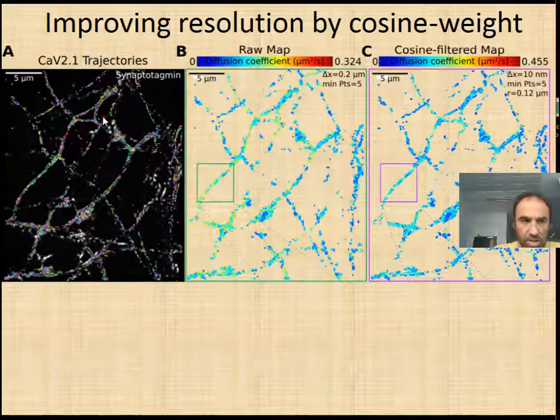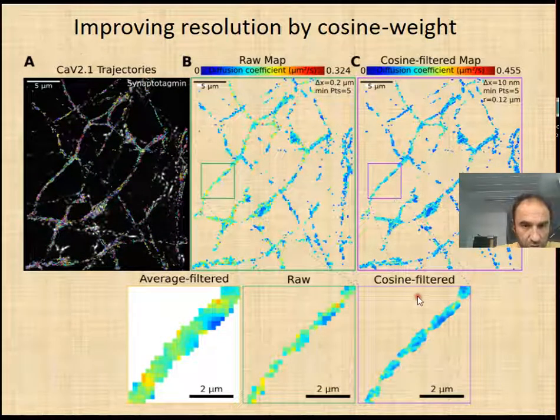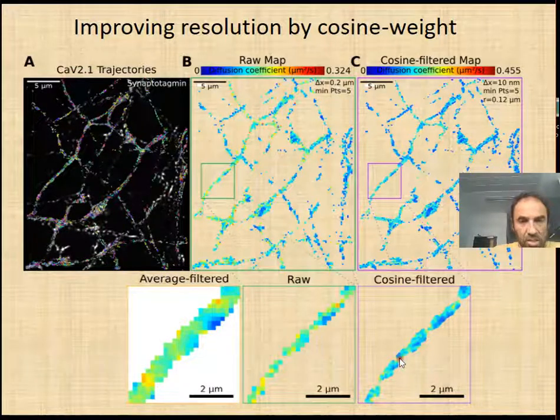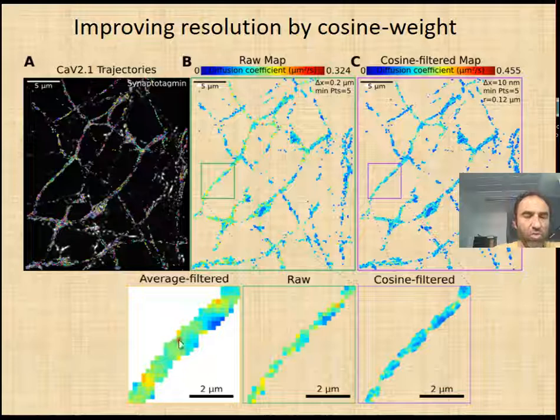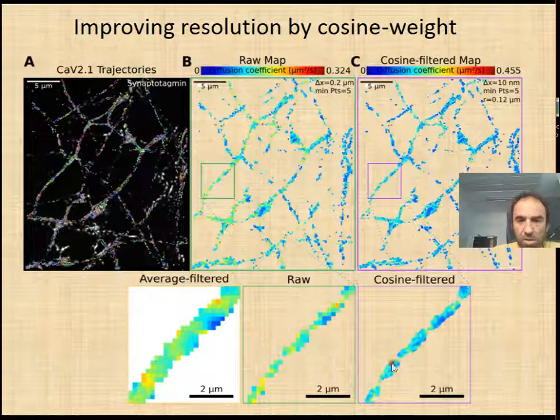This is classical calcium voltage trajectories. This is the raw map, and this is a cosine filter map. And from here, it can be seen that we largely increase the resolution, as shown here in this magnification. Instead of having this binarization, which is very apparent, you can see how smooth the final calculation is now.